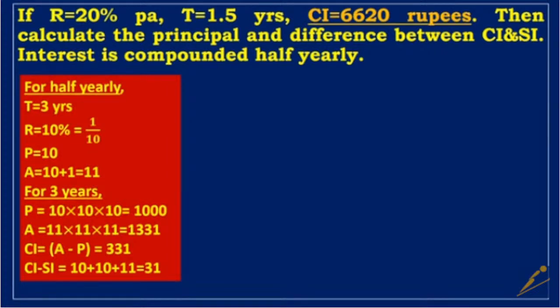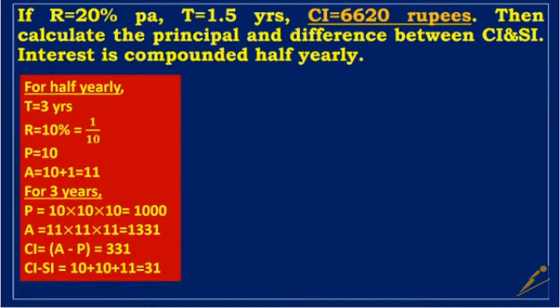Given, the interest rate is 10%, which equals 1 divided by 10. The principal in this example is 10. Add numerator and denominator values to get the amount, which is 11. The principal for 3 years is 10 cube, which equals 1000. The amount for 3 years is 11 cube or 1331. The compound interest is calculated by subtracting the principal from the amount, which is 331. The difference between compound interest and simple interest is 10 plus 10 plus 11 equals 31.